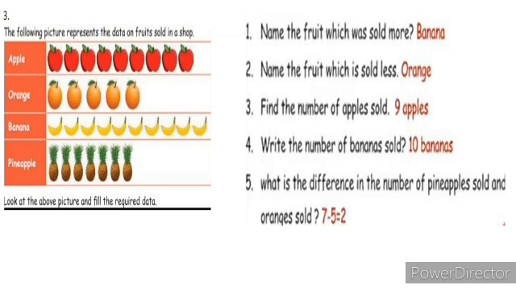What is the difference in the number of pineapples sold and oranges sold? So the pineapple, how much they sold? Yes, they sold 7. Then orange, how many they sold? Yes, they sold 5. So 7 minus 5. 7 minus 5 is? Yes, 2.